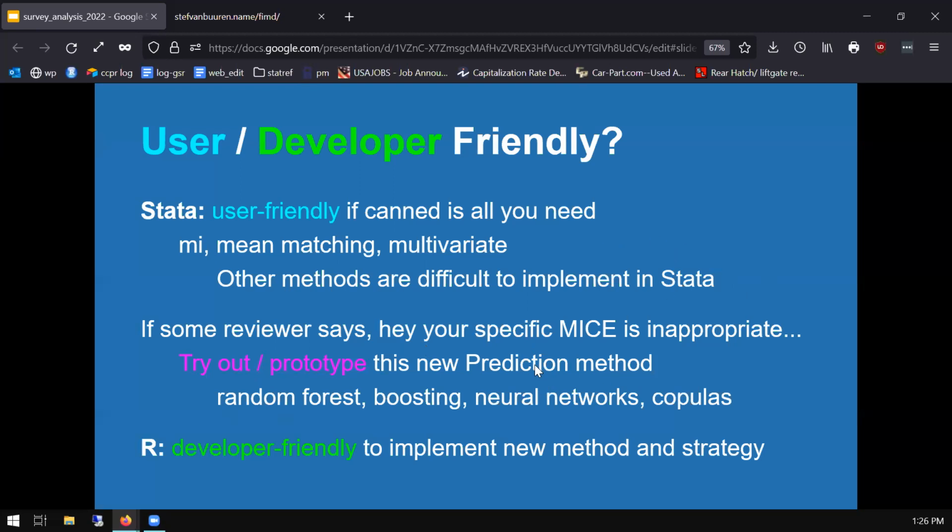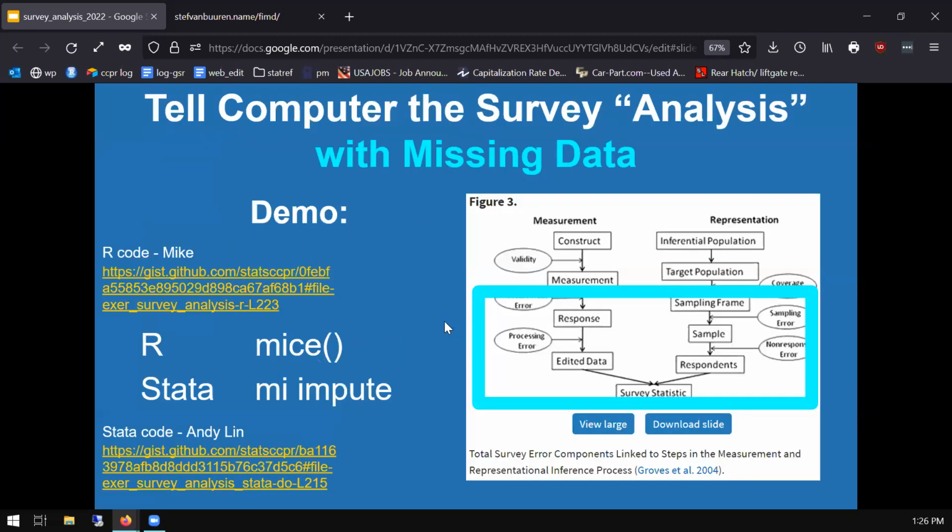But the point here is I think R is easier to develop newer ideas, especially if that comes as just a suggestion from a reviewer or editor or PI or a funding agency. This happens for imputation, but to tie it back to the other situation, if you need to do power simulations. So let's take a look at the code.